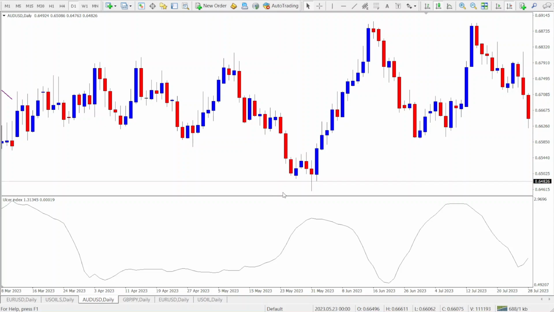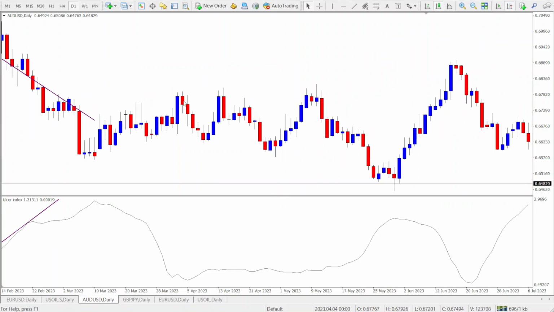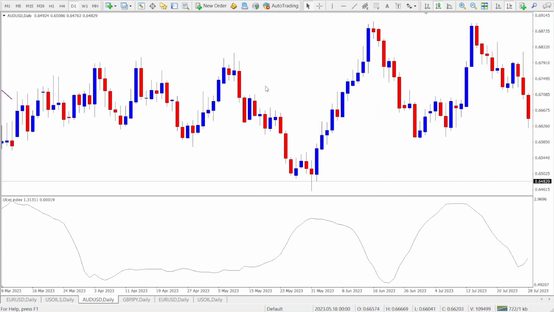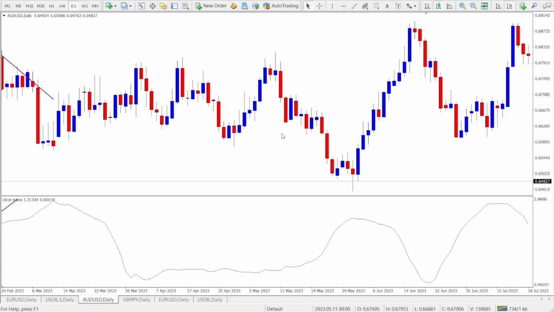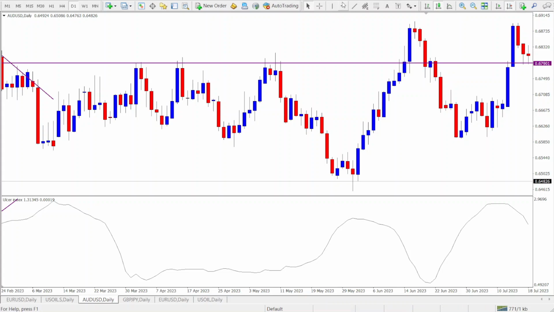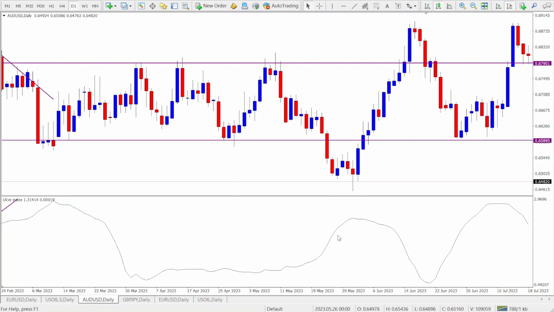Here again, although we had a consolidating market here, considering the fact that this sell was quite significant, we can see that the Ulcer Index indicator gave us a signal of a downside risk. You can see that this particular sell dropped below the support.